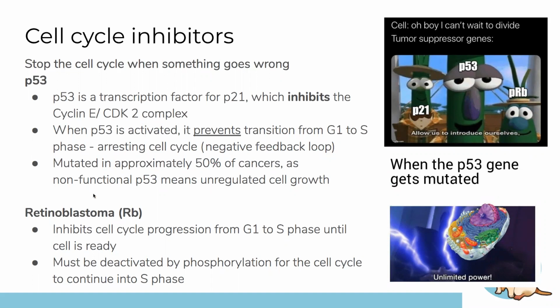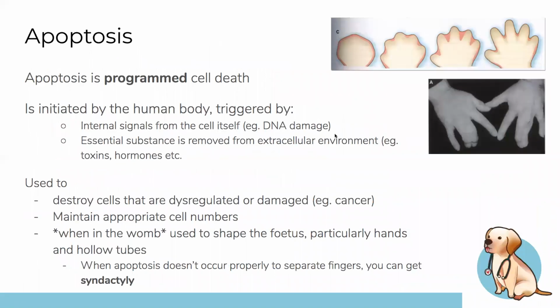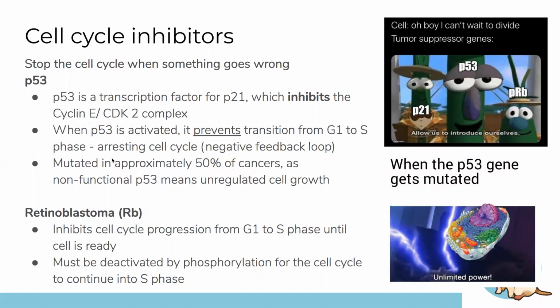So P53 and RB. P53 is basically a transcription factor, and the main thing is it inhibits the cell cycle. When it is on, it prevents transition. Think of it as brakes: when you turn on the brakes, it stops the car. Think about these two as brakes. This prevents transition from G1 to S phase. So it's the negative feedback. They like to test this: in approximately 50% of cancers, P53 is mutated.